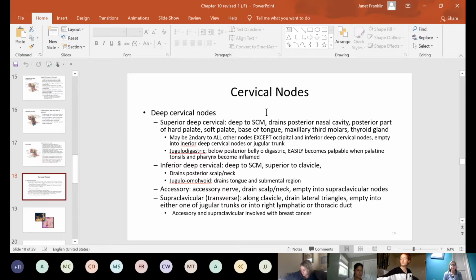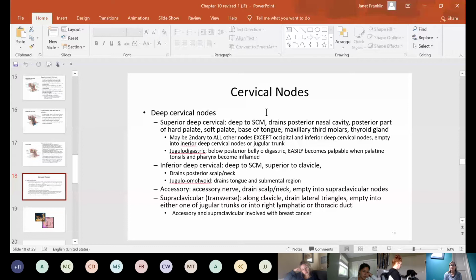So your deep cervical nodes, you have your superior deep cervicals. They are deep to the sternocleidomastoid muscle. They also drain the posterior nasal cavity. So think of where your sternocleidomastoid muscle is, and they're going to be deep. They're going to be on the inside. That's why you're not palpating them. They are way too deep in. You're just palpating superficial pretty much. They are going to be on the inside behind your sternocleidomastoid muscle.